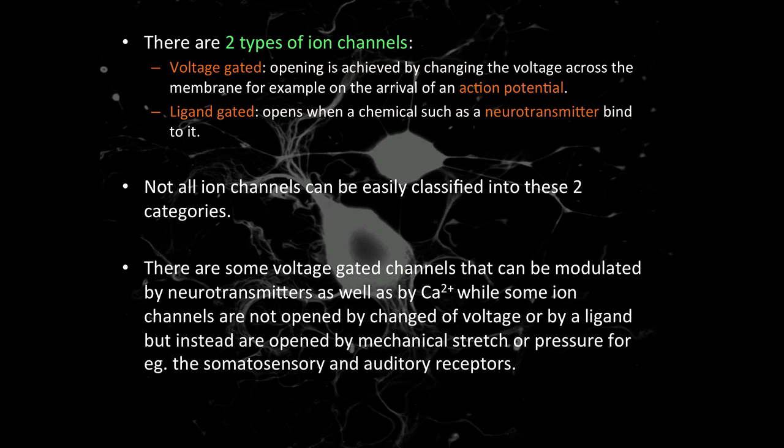We have voltage gated and ligand gated. And in nature, sometimes there's that gray area. So what we're saying below there is that not all ion channels can be easily classified into these two categories. There are some voltage gated channels that can be modulated by neurotransmitters as well as by calcium ions, while some ion channels are not opened by change of voltage or by a ligand, but instead are opened by mechanical stretch or pressure, for example, the somatosensory and auditory receptors.